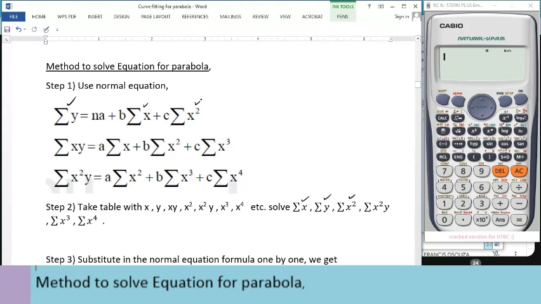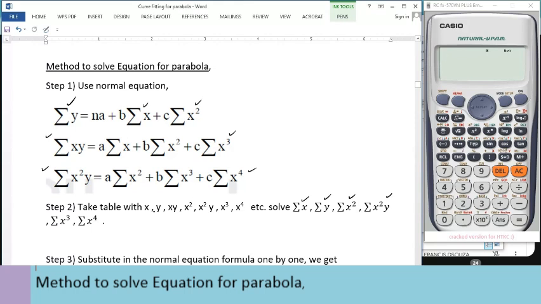Summation of x square we require. Yes, in the formula summation of x square is there. Similarly, summation of x square y is required. Also we require summation of x cube, summation of x raised to 4, and summation of x y. So all these things we require from the formula of the normal equation.